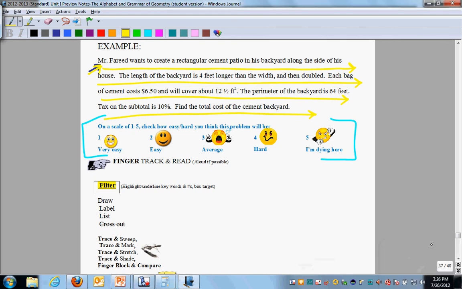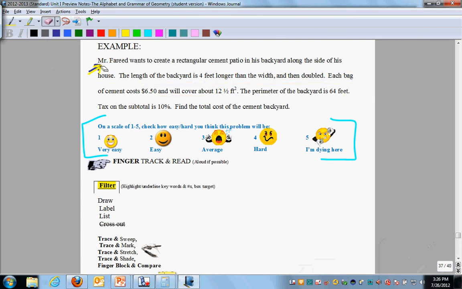Alrighty, so now you have read the problem, finger track and read. Now the next step is do what's called filtering. You either have a highlighter on hand or use your pencil. We're going to underline all numbers as well as keywords. Filtering. It says Mr. Farid wants to create a rectangular, that tells us shape, cement patio for his backyard along the side of his house.